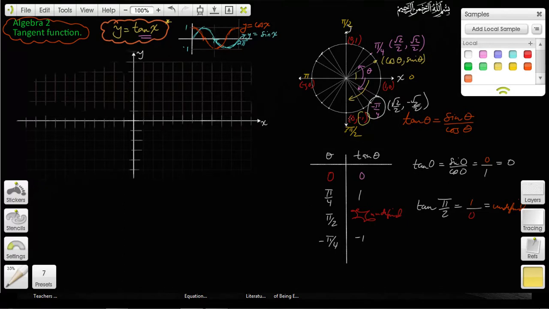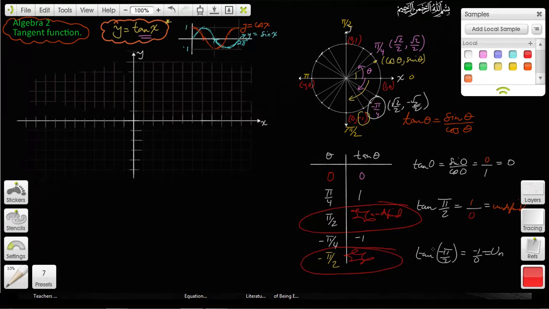sine is this, cosine is this. So we have negative pi over 2, negative 90 degrees. And then again we have a problem, because sine is negative 1, cosine is 0. So tangent of negative pi over 2, or negative 90 degrees, is going to be negative 1 over 0, and that is undefined. So what we see here is that there's going to be an undefined value at pi over 2 and negative pi over 2. So if we go to the graph over here, those are going to be kind of critical points.